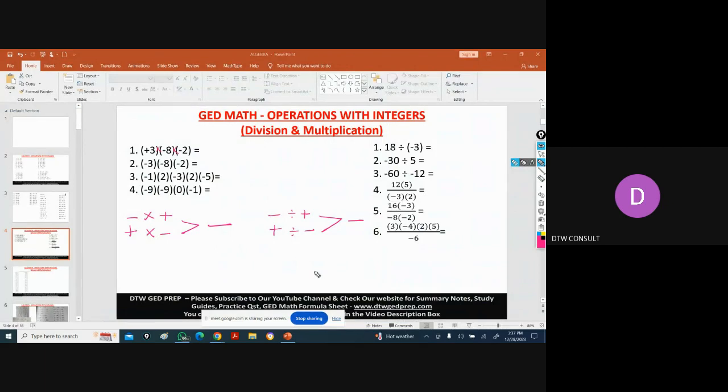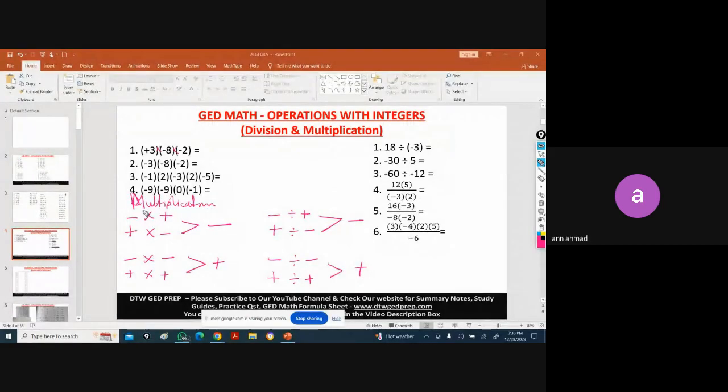All right, so here, when you have a negative times a negative, a positive times a positive, it gives you what? Positive. The same thing, when you have a negative times a positive number, it gives you what? A negative. So please, everyone, write down these rules. This is the rule for multiplication.